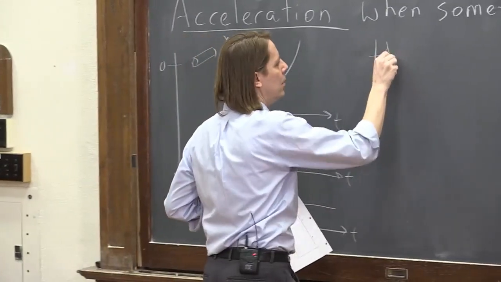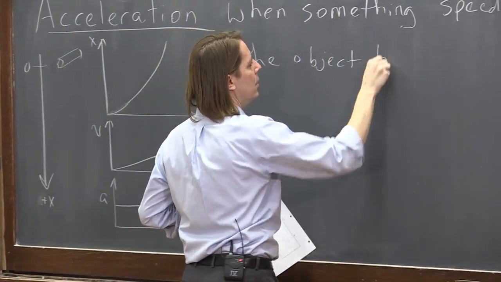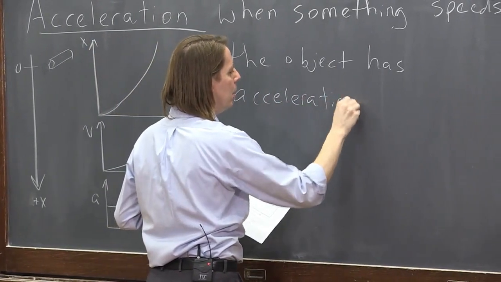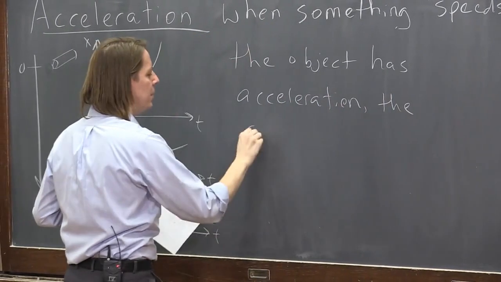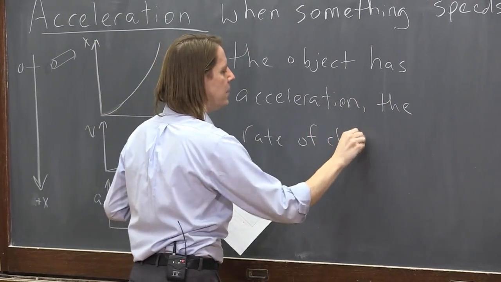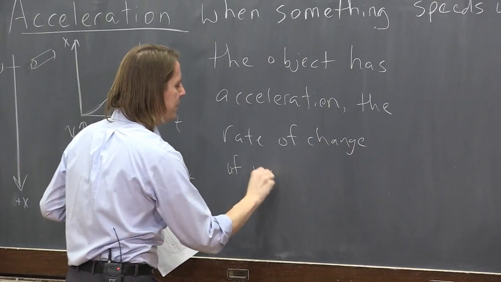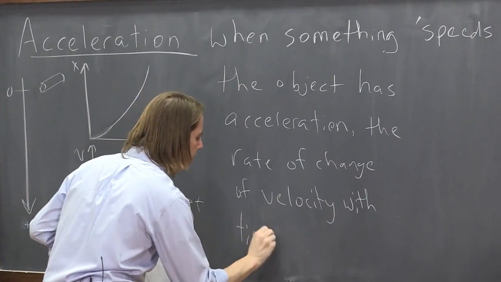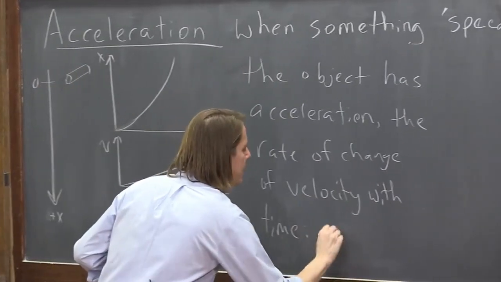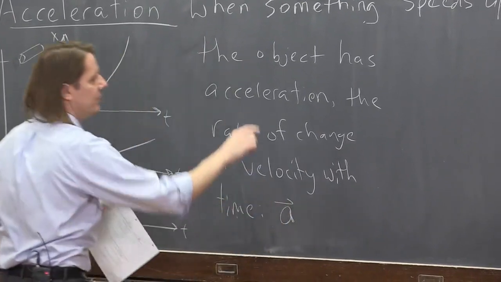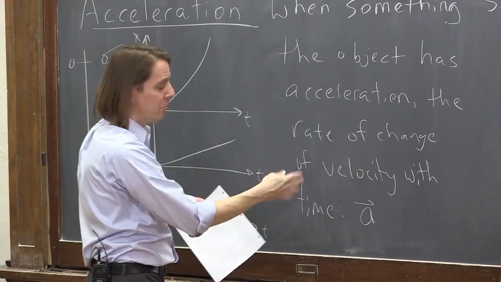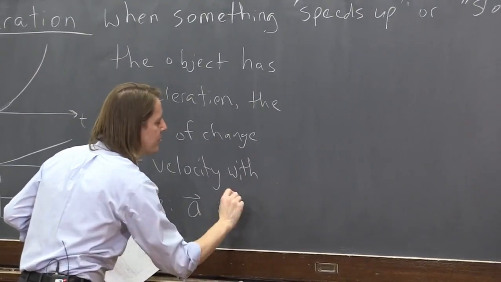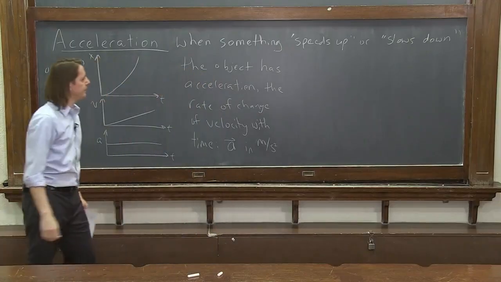So let's say the object has acceleration, which, a more technical definition, is the rate of change of velocity with time. So we denote it with an A. It is, of course, a vector, because it is the change of a vector, so it also has to be a vector. And its MKS unit is meters per second squared, like that.